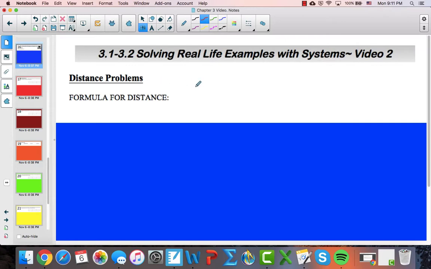So first I want to talk about the formula for distance. In math we use the formula D equals R times t. Now, we're not talking distance in the coordinate plane. We're talking just distance, general distance questions. D equals distance, R equals the rate, okay, and t is the time. All right, so I want you to think of rate for now as a speed.